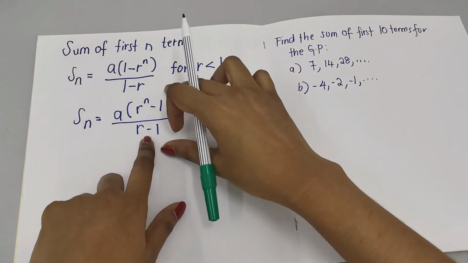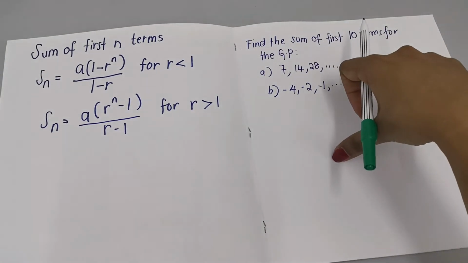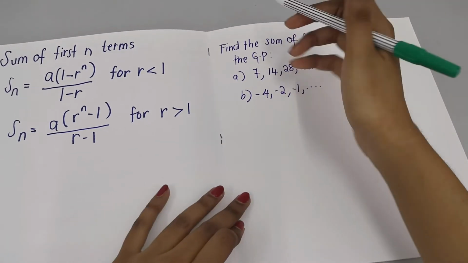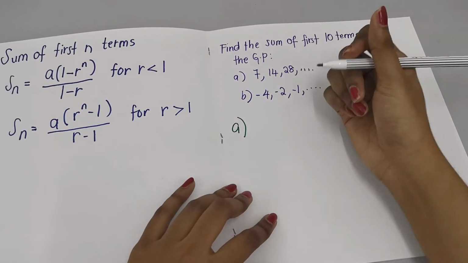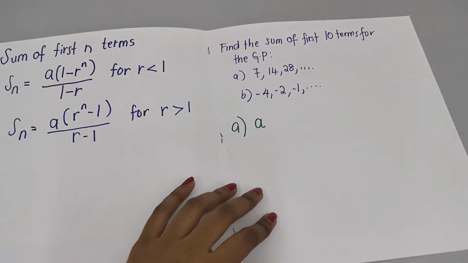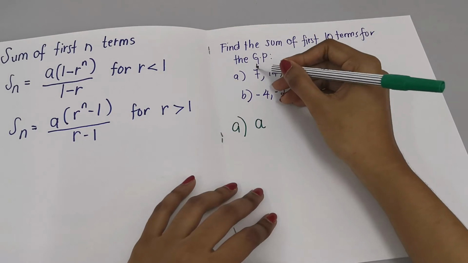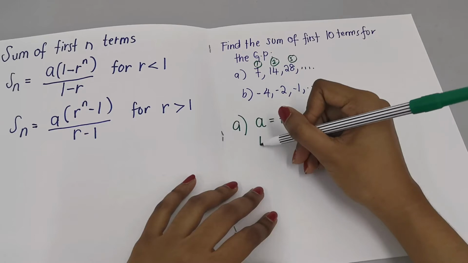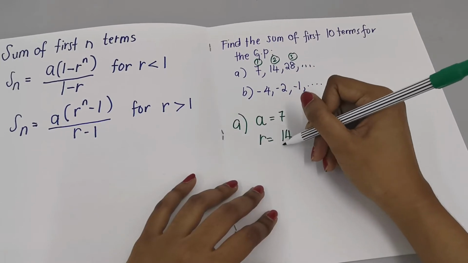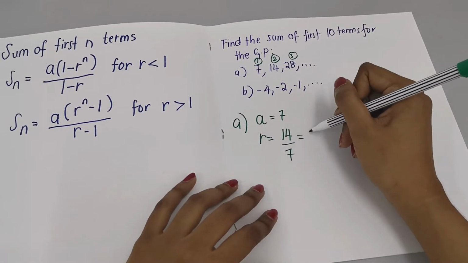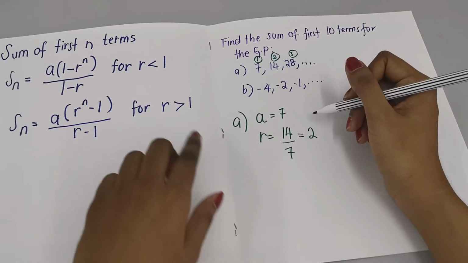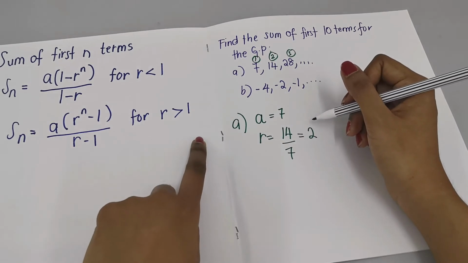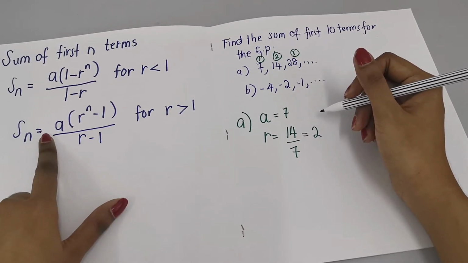Now let's look at how we can apply this in the example. Find the sum of the first 10 terms for this geometric progression. Do we know our a, which is the first term? Yes, this is the first term, second term, third term. So our a is 7. What is our common ratio? Common ratio is 14 divided by 7, which is 2. So is 2 more than 1 or less than 1? It's definitely more than 1. What we're going to do is use this formula for our sum.